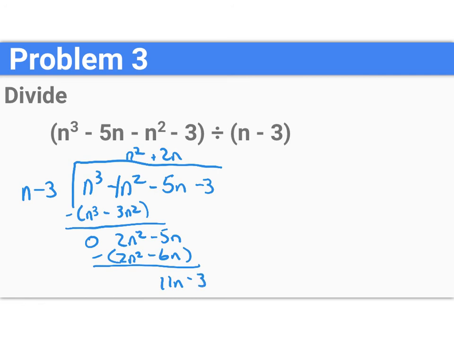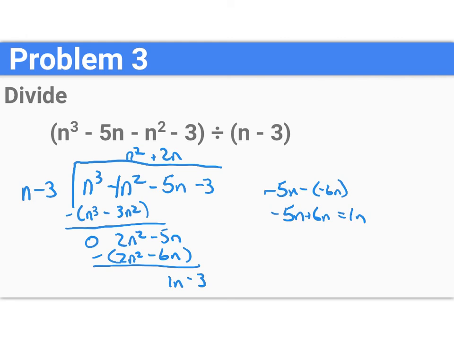Is that right? Oh, it's negative 5 plus 6. Oh, I messed that up. It's not 11, it's 1. All right, so let me write that. Negative 5n minus a negative 6n becomes negative 5n plus 6n, which is 1n. So that's 1n minus 3.